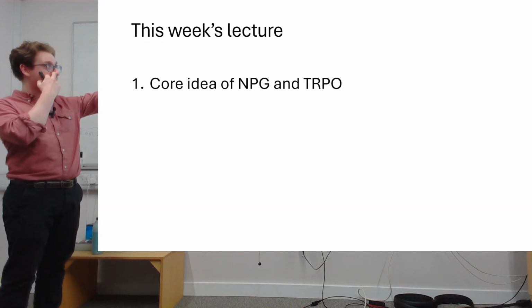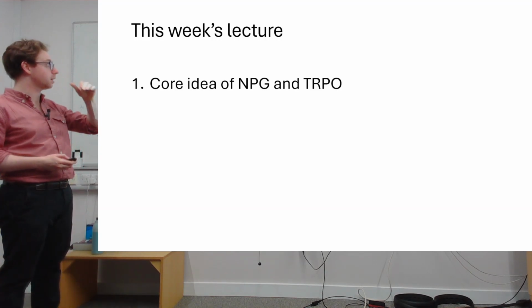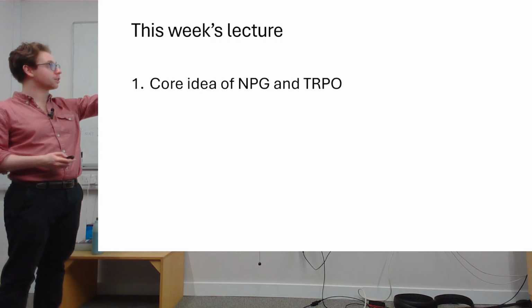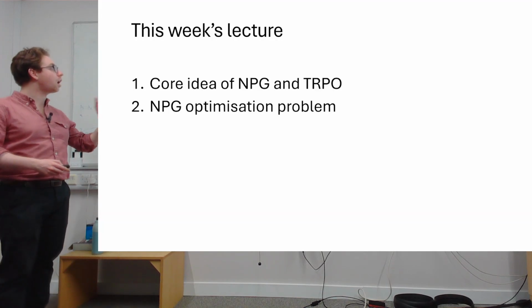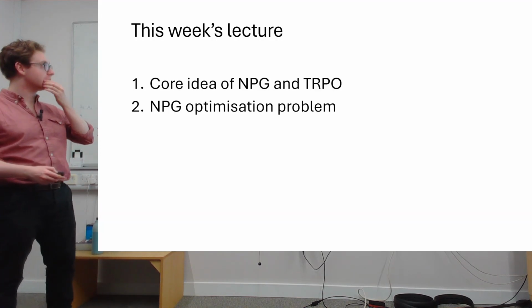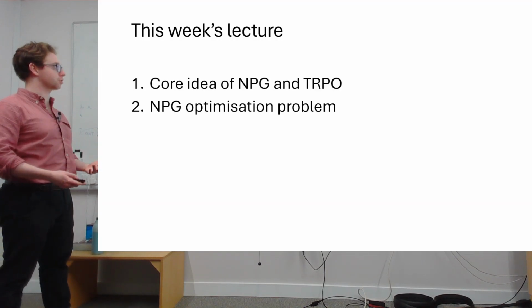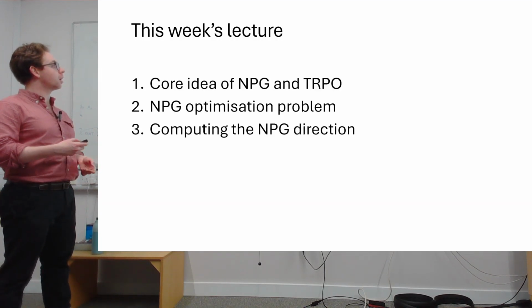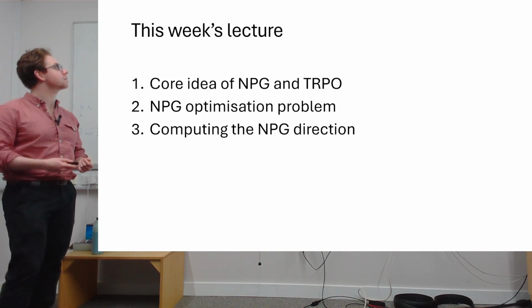All right. So this week we're going to start by covering the core idea of the natural policy gradient as one algorithm, and Trust Region Policy Optimisation. This is the pair of algorithms that we're going to cover today: NPG, natural policy gradient, and Trust Region Policy Optimisation, or TRPO. We're going to start with NPG, and we're going to phrase the problem that NPG is solving as an optimization problem. Then we're going to solve that optimization problem, or approximately solve it.